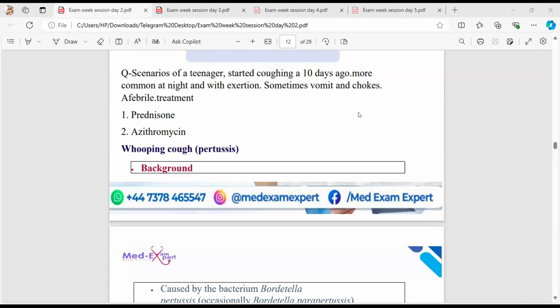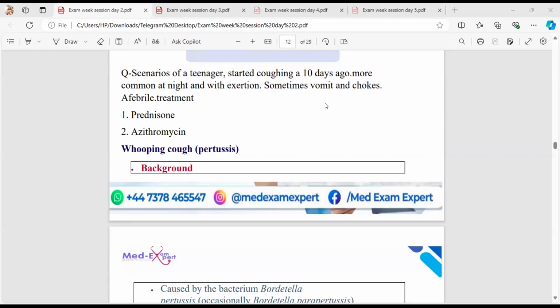Yes, doctors. Scenario: a teenager started coughing 10 days ago, more common at night and with exertion, sometimes vomiting and choking, febrile treatment. So here the teenager started coughing 10 days ago, more common at night and with exertion. With a history of coughing at night, for some time I consider that maybe this patient has the problem of asthma. But sometimes vomiting and choking.